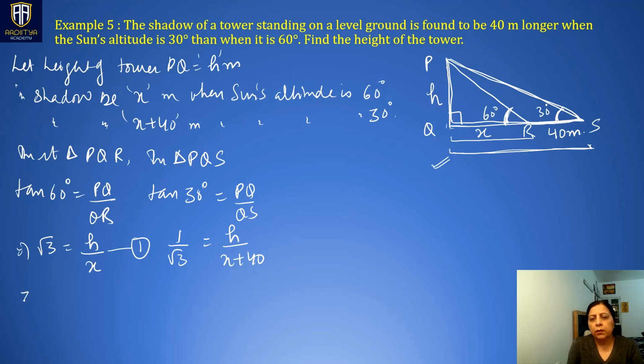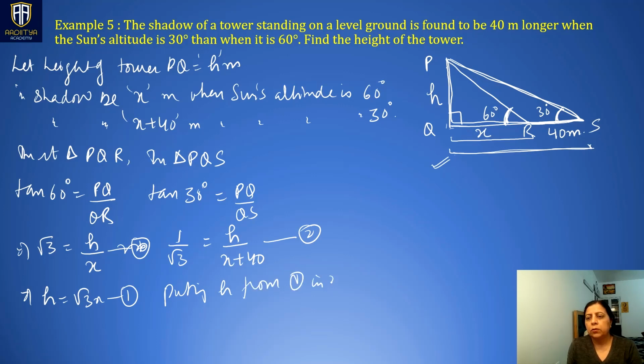We can see from here we can write H is equal to root 3x. You can write here this as the first equation. And now let this be the second equation. Putting H from 1 in 2. Now see, in few cases we can equate few things which are not required in the question. But here we have to find both the things. It doesn't matter you go by X first or for H first. So here I have taken the value of H to be root 3x. So I can use it here 1 upon root 3 times root 3x. We solve it here. This is x plus 40.